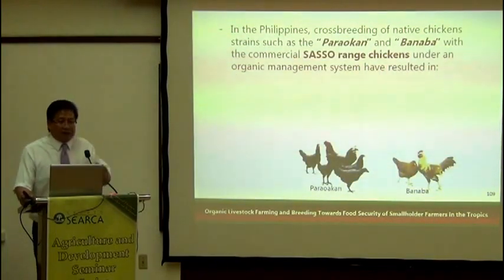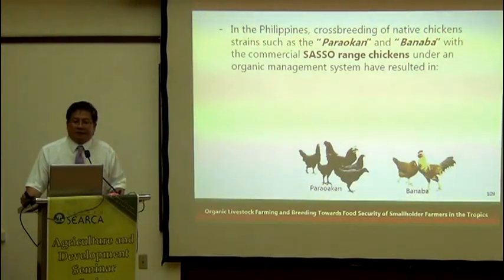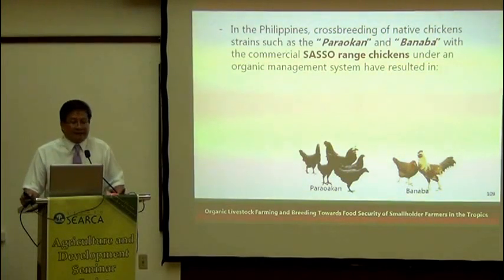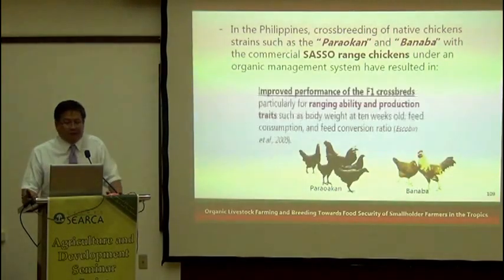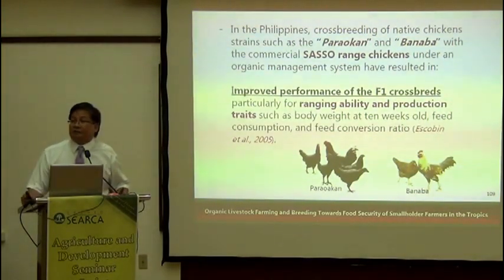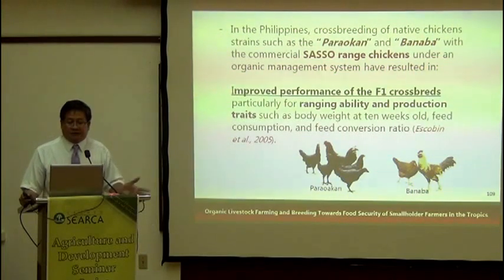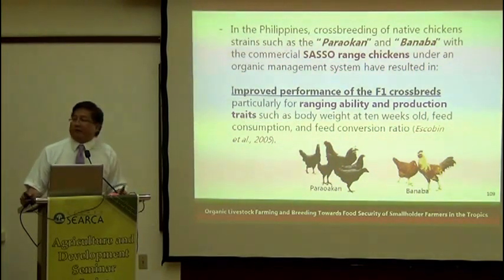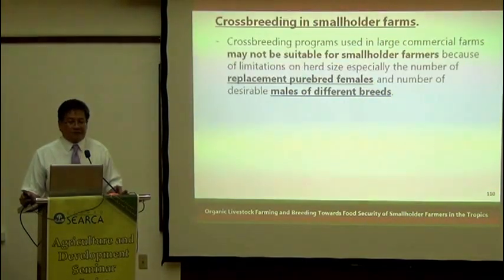In the Philippines, I'd like to highlight some of the work that we've had. We did crossbreeding of native chickens, like the Darag from Palawan and the Banaba from Batangas. We crossed these with the Sasso chickens. This has resulted in improved performance of the F1 progeny, and we have documented that, especially in the case of rangeability and production rates. That's the thesis of my late friend. Okay, that is what his thesis did.